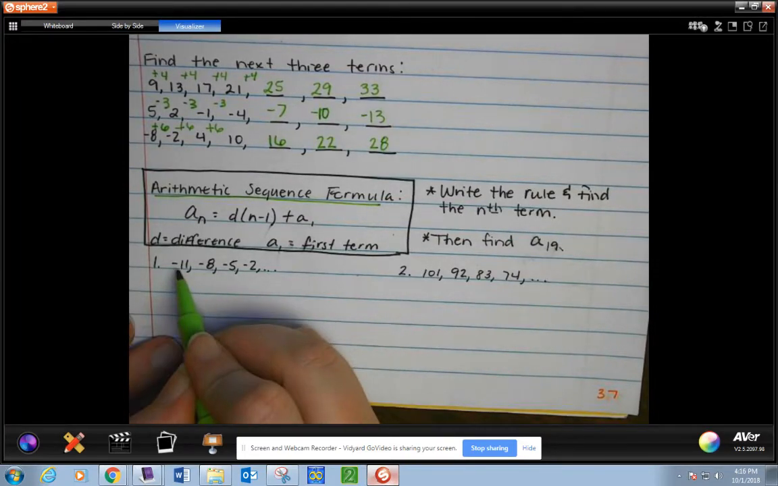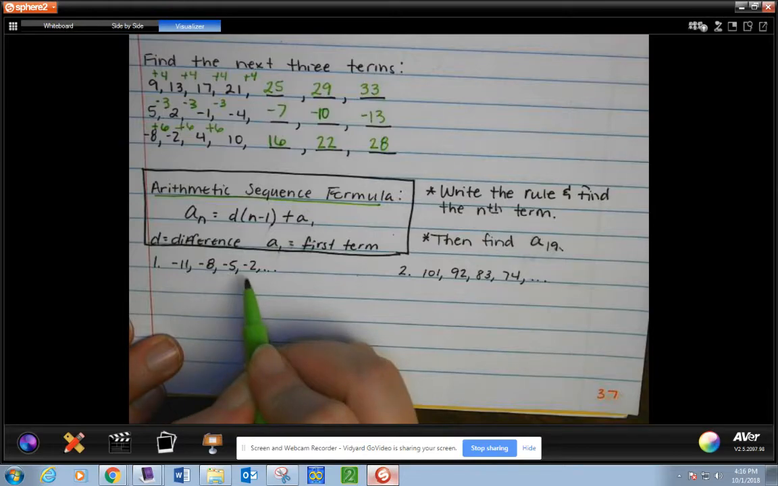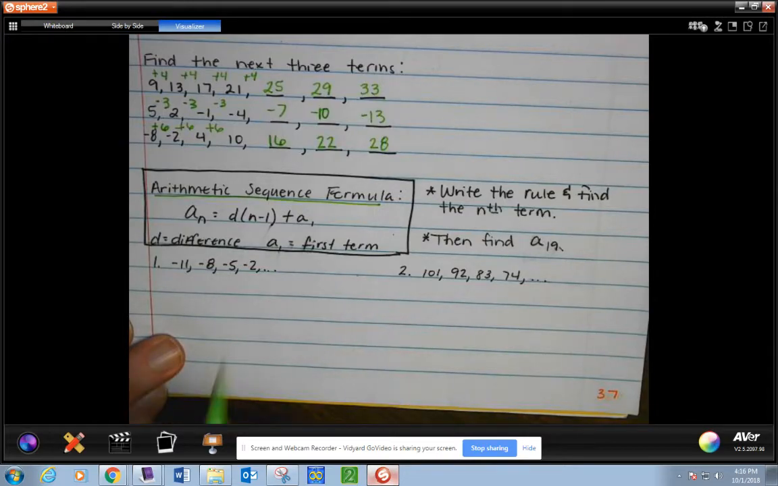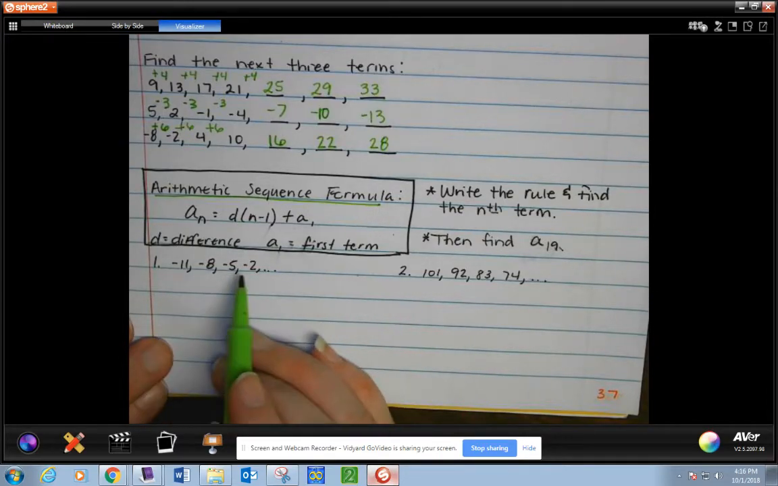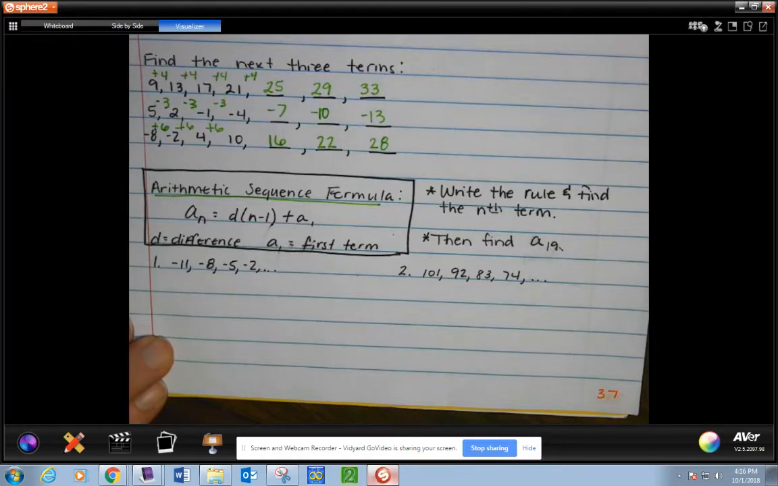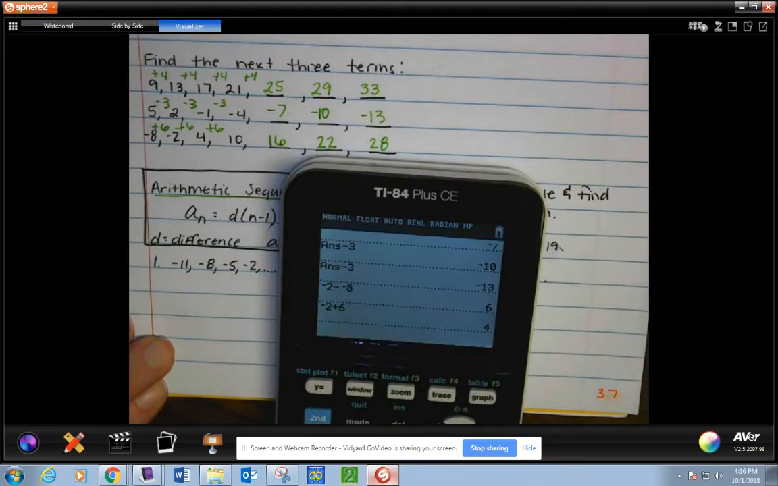So if you look at this sequence, negative 11, negative 8, negative 5, and negative 2, your numbers are all negative, but if you notice, they're getting bigger as they go. Since they're getting bigger, you're going to take negative 8 and subtract negative 11 to figure out your difference.